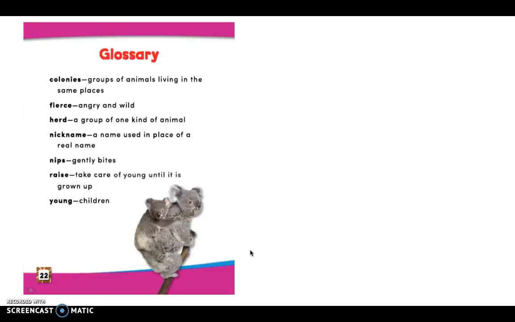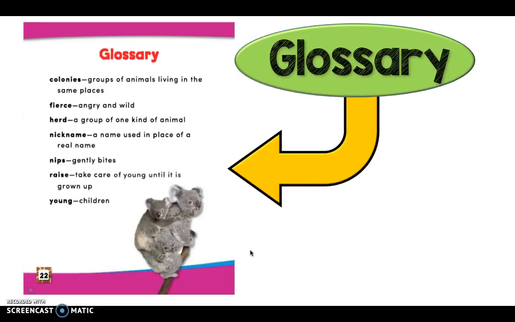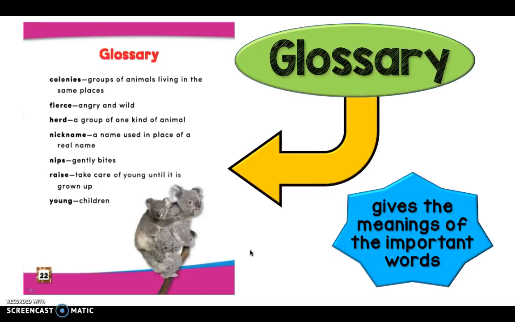Now this page was not in our book, but I stole it from another book. This is another really important text feature called the glossary. I talked about it earlier. This glossary gives us the meanings of those important words we read. So in this book, one important word was raise. Raise means to take care of young until it is grown up. So in a glossary, the book gives you important meanings of words. You can use this glossary whenever you find a bold word that you don't know the meaning of. You can flip to the back of the book and there the definition will be. It's a really cool text feature.